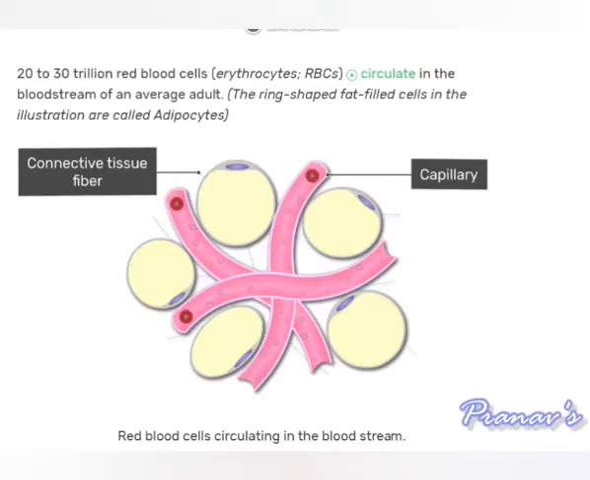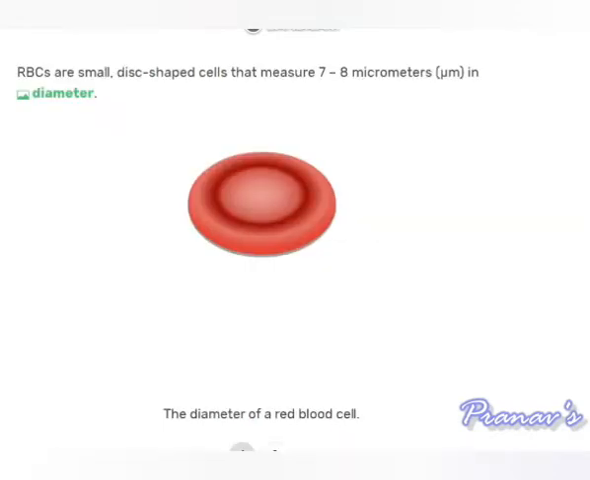Now we will discuss the structure of red blood cells or erythrocytes. 20 to 30 trillion red blood cells circulate in the bloodstream of an average adult. The ring-shaped fat-filled cells in the illustrations are called adipocytes. You can see these are adipocytes and these are the capillaries through which RBCs are traveling.